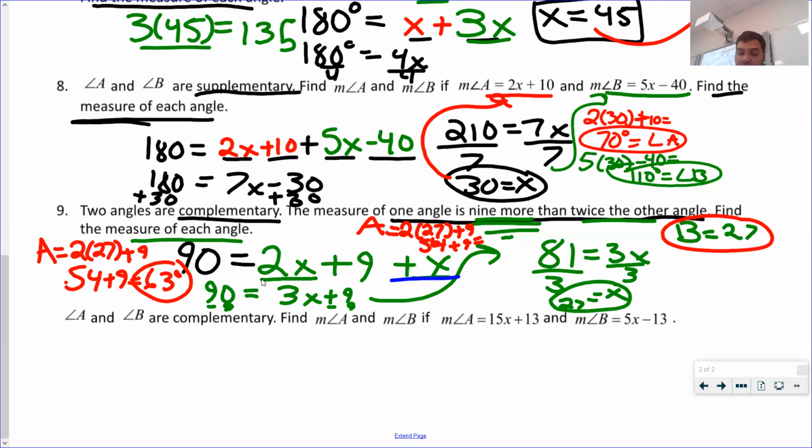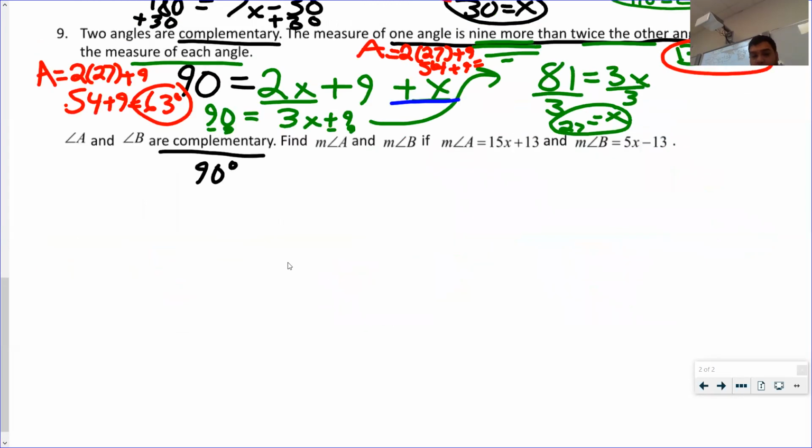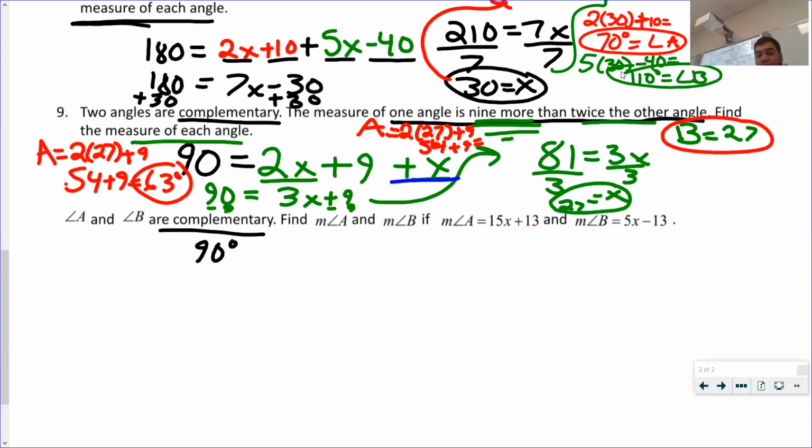If not, your exit tickets are down below. A and B are complementary. Remember, complementary is 90 degrees. Find A and B if A is blah and B is blah. And somebody already got me ahead of time. Give me a second, let me just solve it myself.